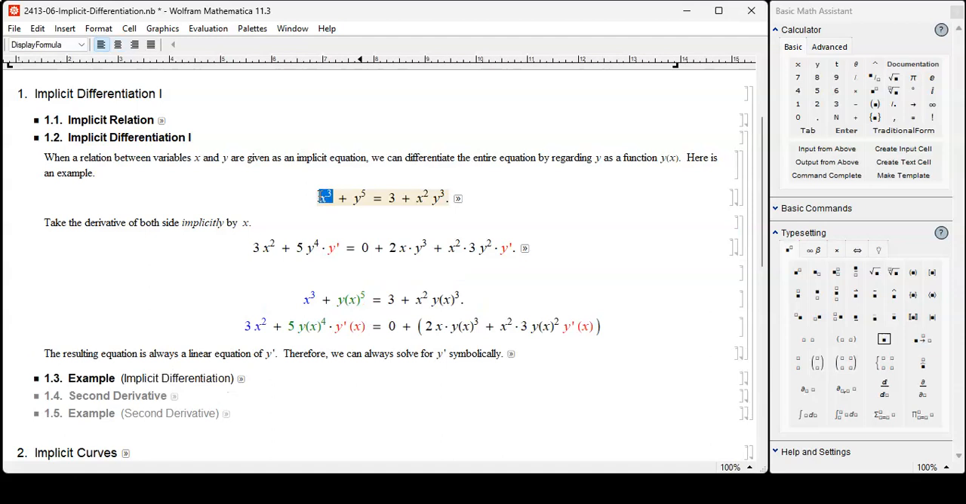So x cubed becoming 3x squared. No problem there. Y to the 5th power, 5y to the 4th power, derivative computation. And then by chain rule, we have y prime. So whenever we have the derivative formula for y, y prime pops out. The reason is the chain rule. All right? And then we have 0, no problem there. 3 is a constant, so that becomes 0.